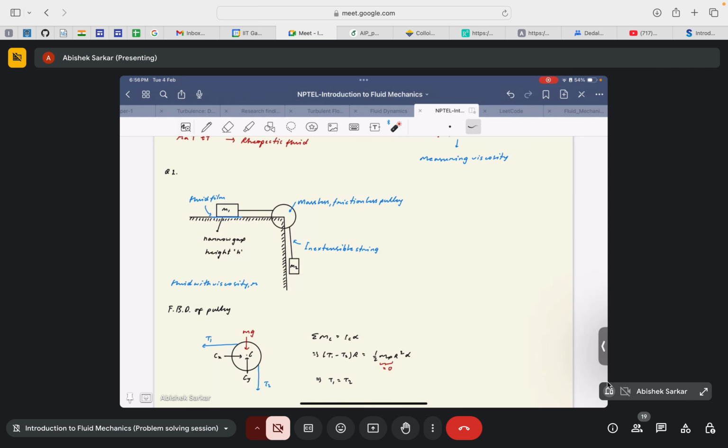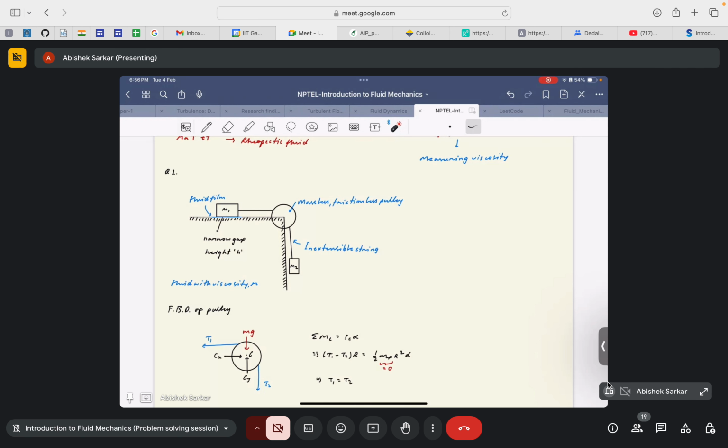So these frictional forces will vary as tau times A, where A is the area of this block, and tau is the shear stress because of the fluid. The shear stress is generated because of the motion of this block over that particular lubricant, or the fluid film.